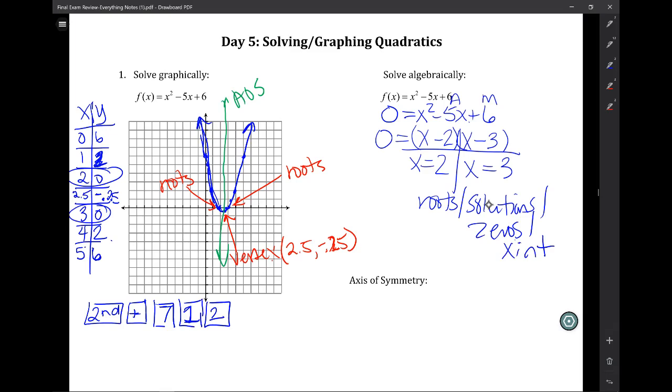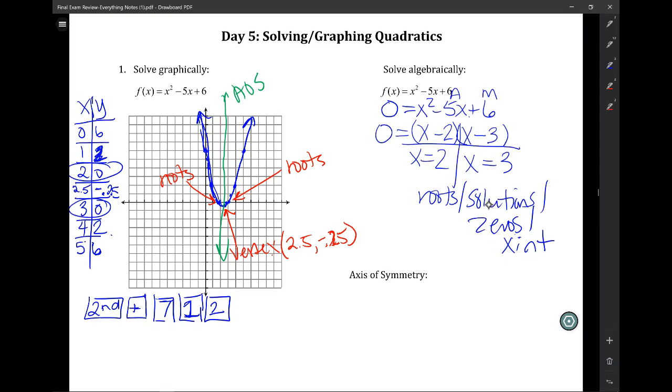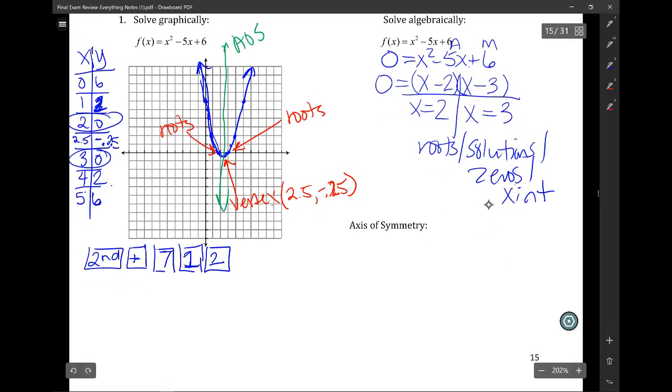So if you ever see find the zeros, find the roots, find the solutions, it all means the exact same thing. Axis of symmetry, you can find this, obviously we found it in our calculator. You can find this by completing the square and putting it in vertex form, and it would be the x value of it. But then we also learned a little formula, x equals negative b divided by 2a.